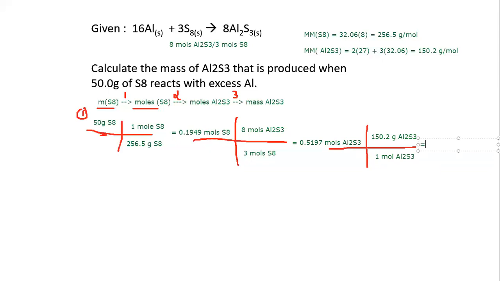And now we get the mass of aluminum sulfide. So nothing different in the core of what we're doing than in the previous problem. The only difference now is at the ends, we're starting with mass and we're ending with mass.